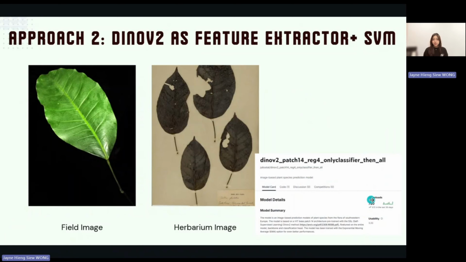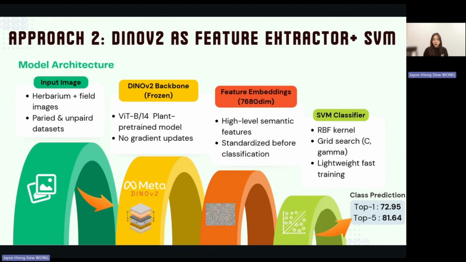For baseline 2, we shifted from CNNs to a foundation model approach. We used DINOv2 with B/14 as a frozen feature extractor, followed by an SVM classifier. The motivation was that a transformer pre-trained on massive plant-relevant datasets may capture deeper semantics and potentially generalize better across herbarium and field images. First, both herbarium and field images go through resize, center crop, and normalize because weights are sensitive to spatial distortion. Next, the image passes through the frozen DINOv2 backbone, which outputs a 7680-dimensional embedding. We standardize these embeddings and fit them into an SVM with an RBF kernel where C and gamma are tuned using a grid search.